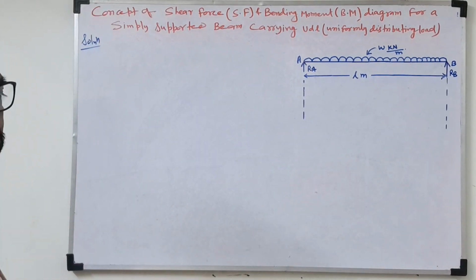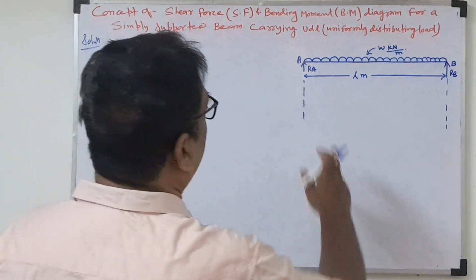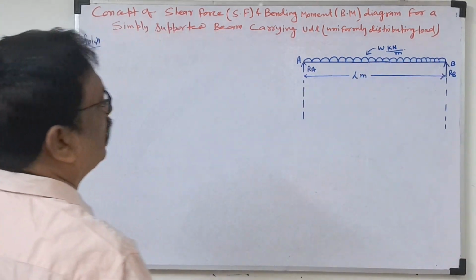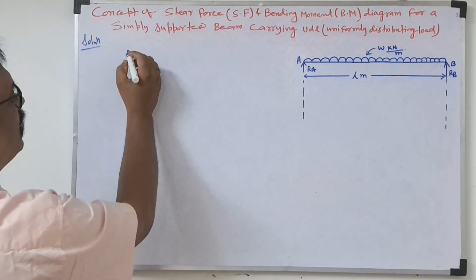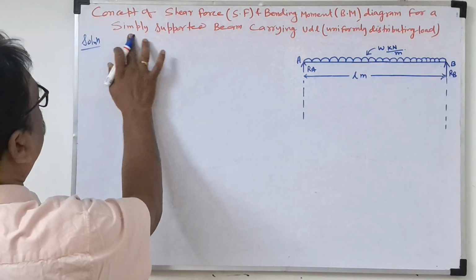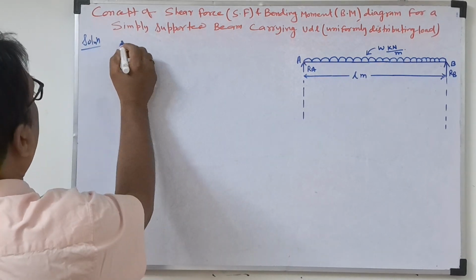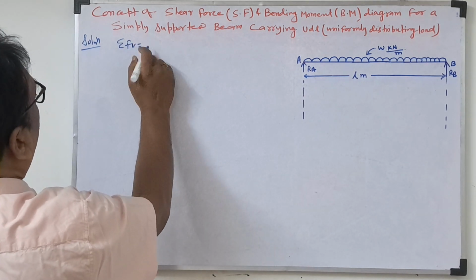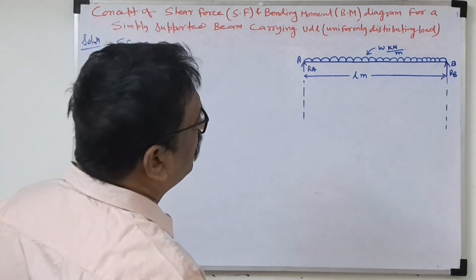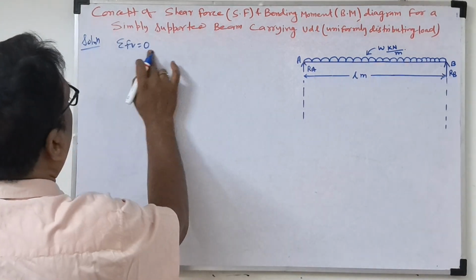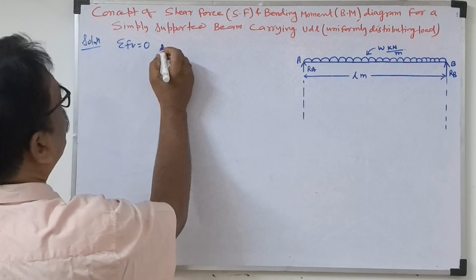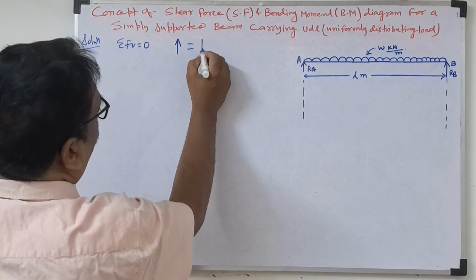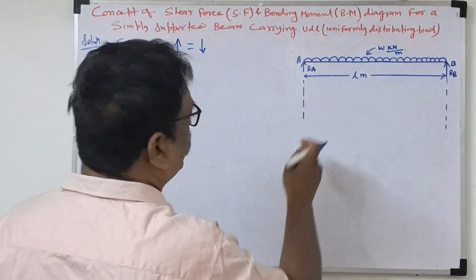So for a simply supported beam, as we know, first we have to find the support reactions. AB is a beam, and over the entire length of beam AB we have a UDL of W kilonewton per meter. Support reactions we already know: two equilibrium equations will be substituted. Total vertical force will be 0, and taking moment about any point, or moment about A, we will get the two support reactions. The summation of vertical forces being 0 means total upward force equals total downward force.